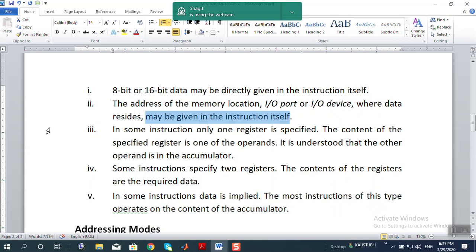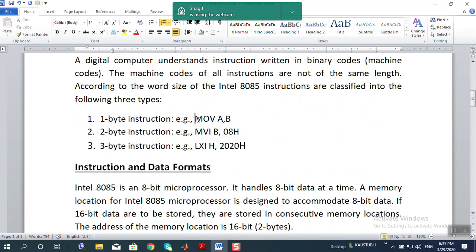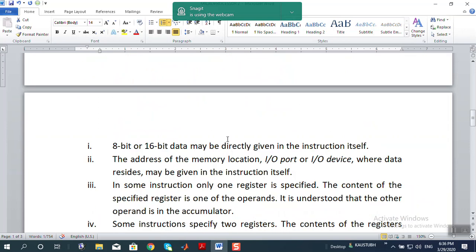In the third process, in some instructions, only the register is specified. For example, this is one such type. Here, only a register is given, no data. The instruction MOV means copy. What to copy? A data. From where to copy? From register B, because your data is already inside register B and you need to copy it to the accumulator. So you are specifying the source from where the data will be copied as this register B, and where to copy is the accumulator. So this is of this third type.